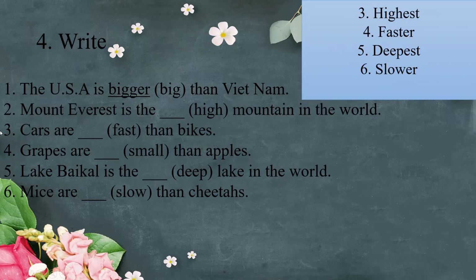Number 2 is the highest. Cars are faster than bikes. Grapes are smaller than apples. Lake Baikal is the deepest lake in the world, and mice are slower than cheetahs.